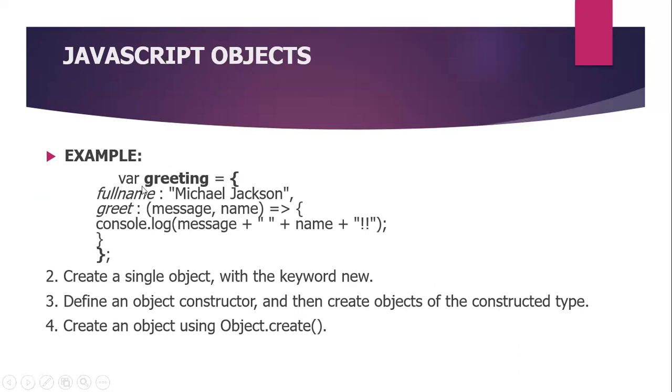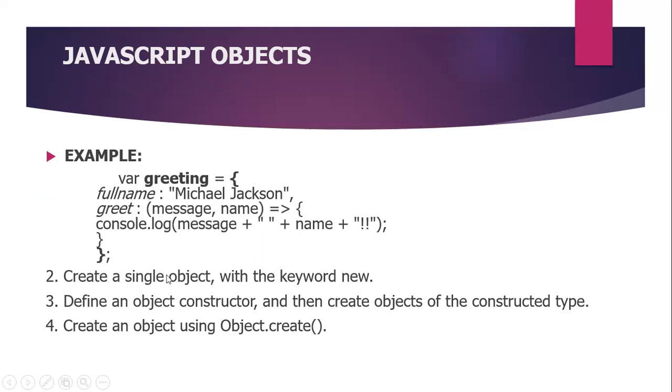For example, I am using the var keyword for creating an object greeting. Under that, I'm giving key value pairs. I'm assigning full name Michael Jackson, read message, comma name. Under the message, I'm giving some action that should be performed by the object: console.log message plus name.